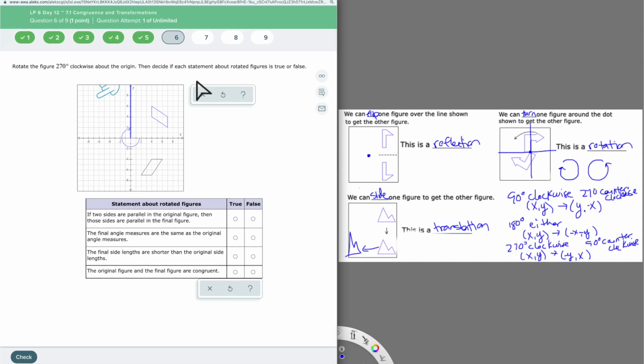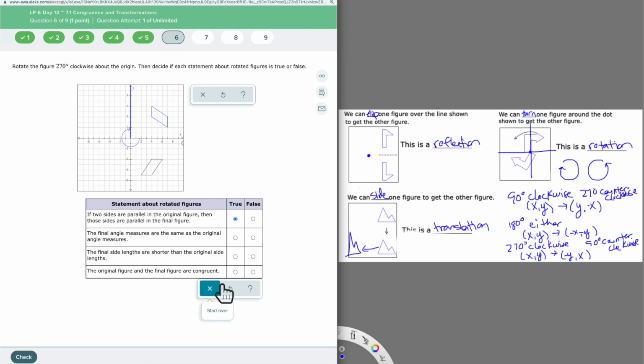So then we're going to decide if each one is true or false. Remember, rotation is one of our rigid transformations. It doesn't change the size or shape. If 2 sides are parallel in the original figure, then those sides are parallel in the final figure. We've already talked about that. That's definitely true. Even though they're in different orientations, these 2 sides are parallel. They're still parallel here, even though they're going in a different direction.